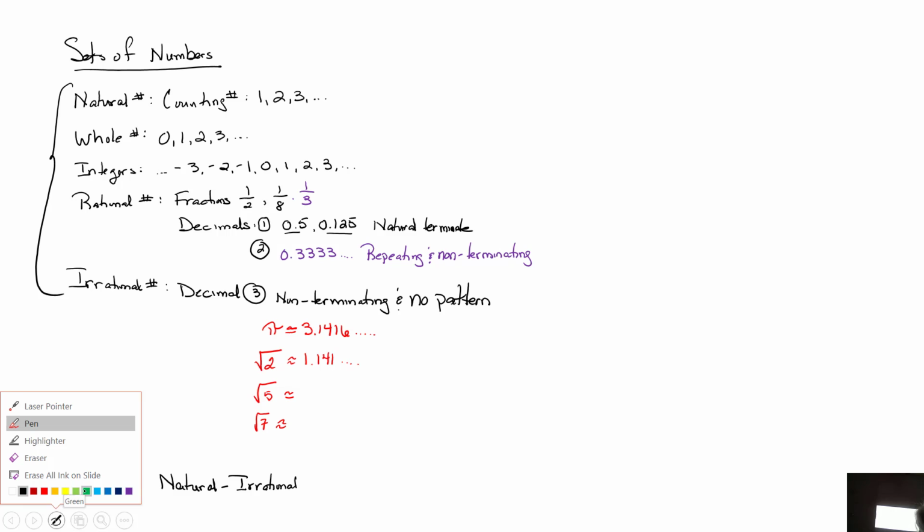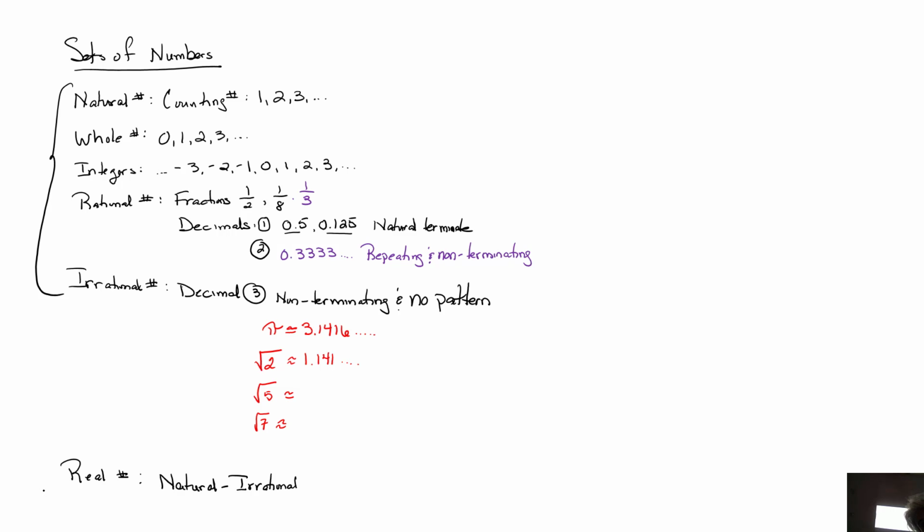Now, let me give you a visual representation of the sets of numbers. We first learn to count with our natural numbers. They're the heart of everything. If you notice, the natural numbers are also in the whole numbers. They're also in the integers. And by the way, can a natural number be considered rational? Well, if it can, then you could write it as a fraction.